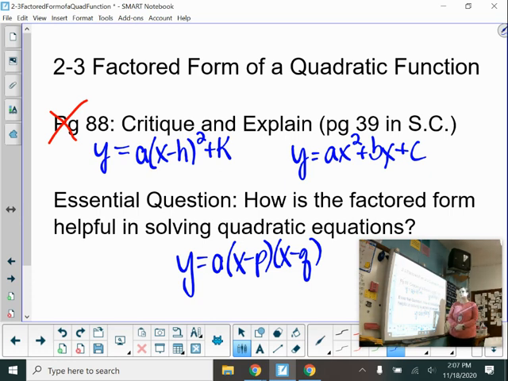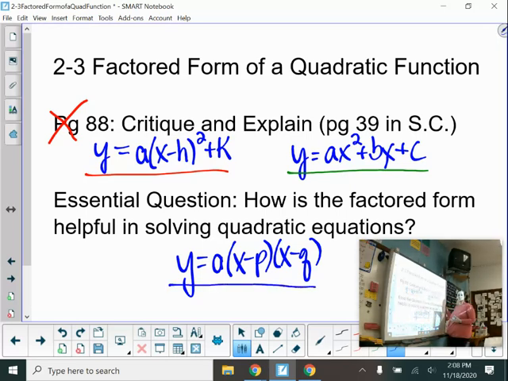This video is going to go through the first part of the notes for 2-3, factored form of a quadratic function. So we've already talked about two different types of forms of quadratics up until this point. We have vertex form, which I just underlined in red. We have standard form, which is underlined in green. And then finally, we have factored form, which is underlined in blue.